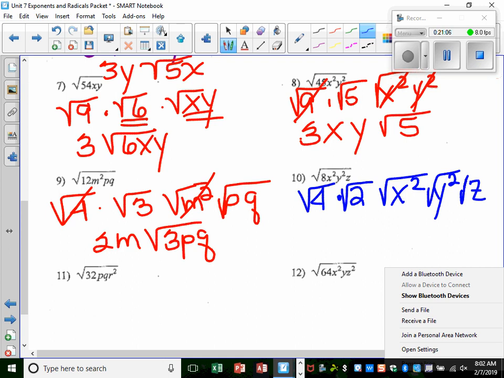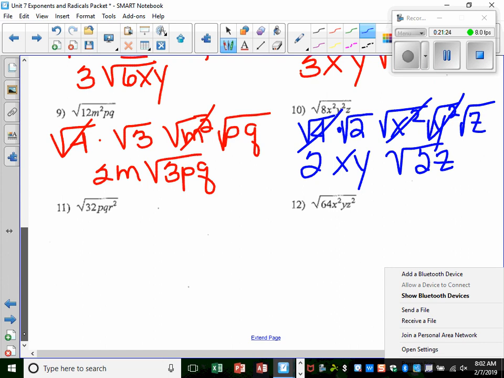Okay. All right, so what's the square root of 4? 2, that's gone. What's the square root of x squared? X. What's the square root of y squared? Y. What's left under the radical? 2z. All right, very good.